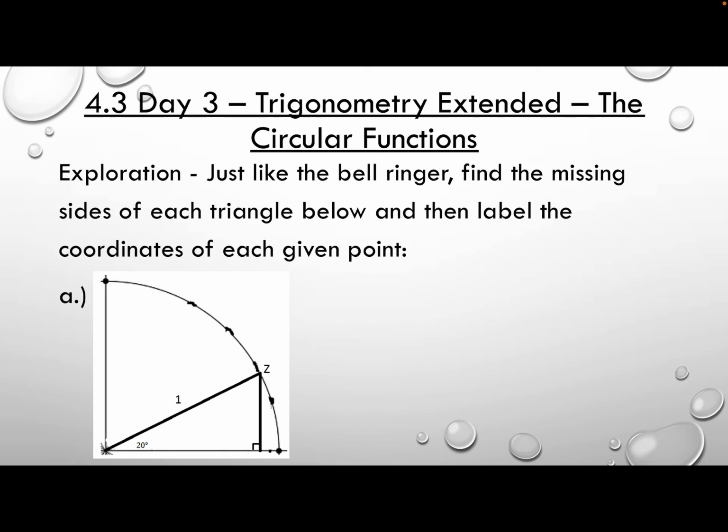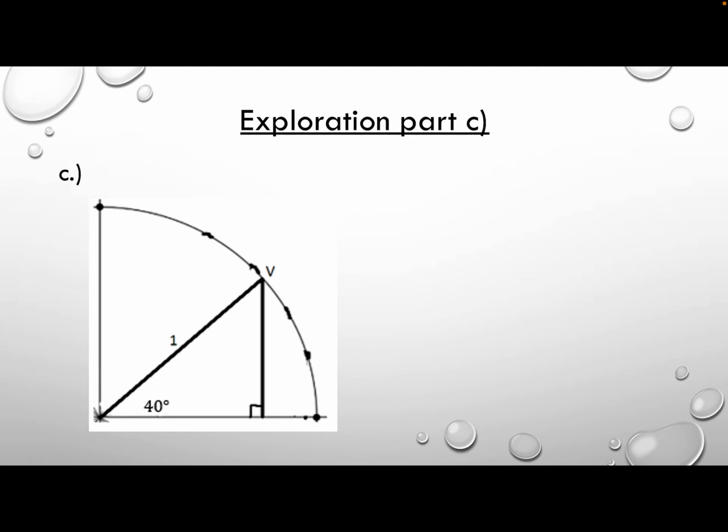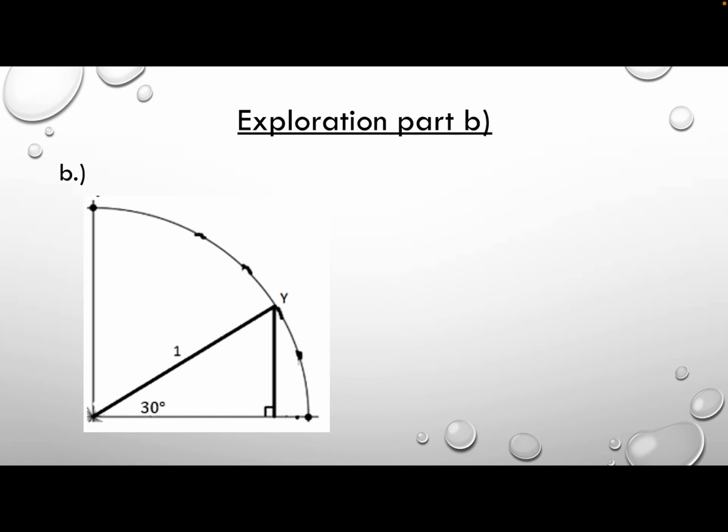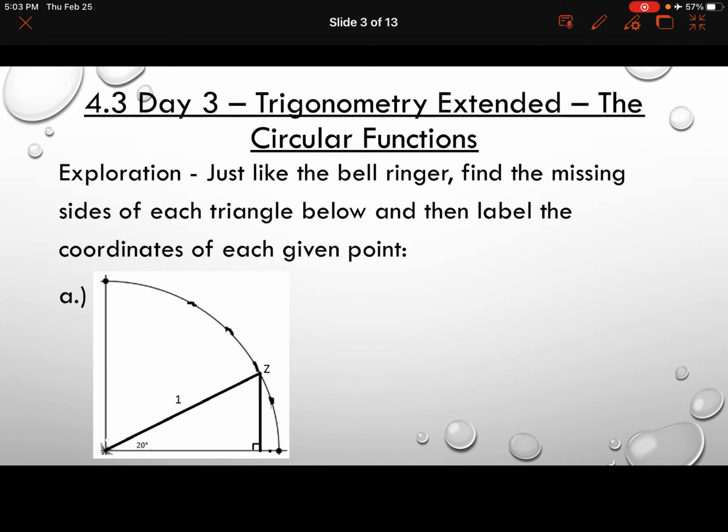So to do that, we're going to be examining three triangles. Much in the same way we did that first triangle in the bell ringer that was a right triangle inside a unit circle, and then we used trig to solve for the missing sides. We're going to do the exact same thing for these three triangles. Now, each of these right triangles have different angle measures, so they're going to have different side measures as a result. And then from there, after solving for the missing sides, we are going to use that information to find the coordinates of the point, much in the same way we did it when we were doing our unit circle and doing the special right triangles.